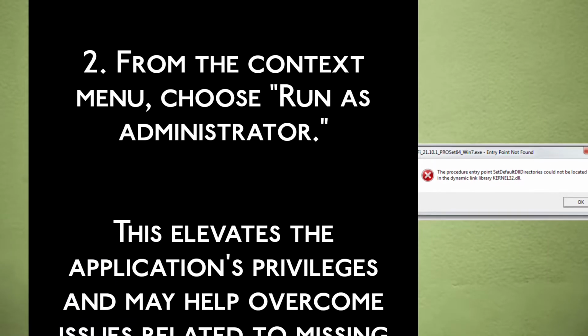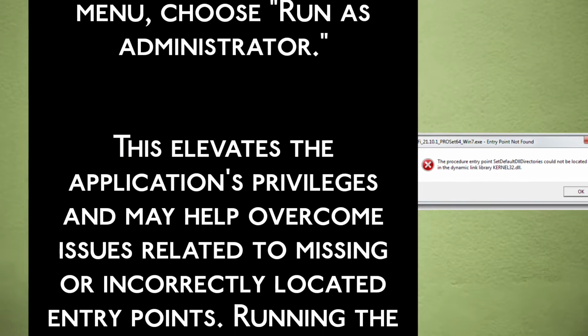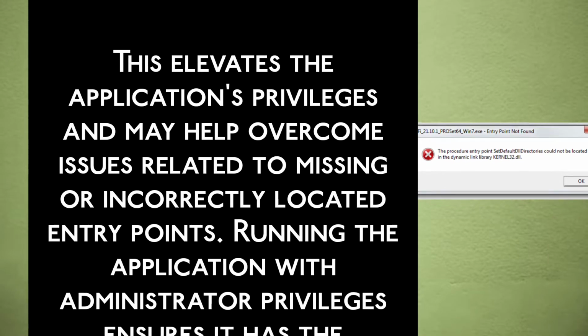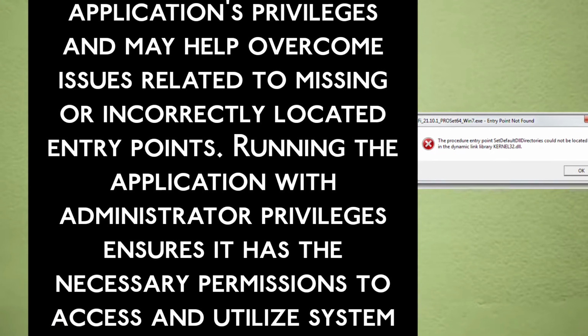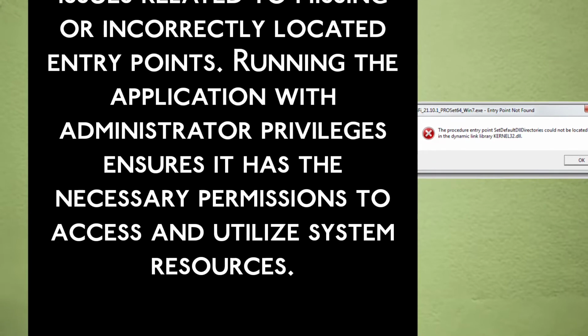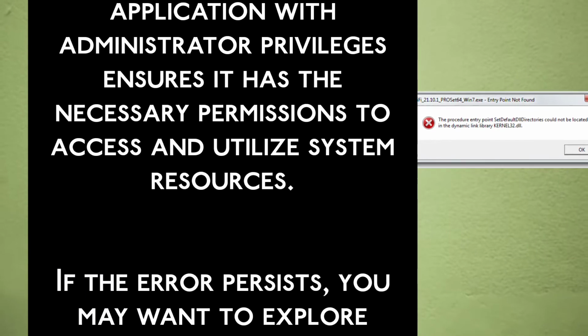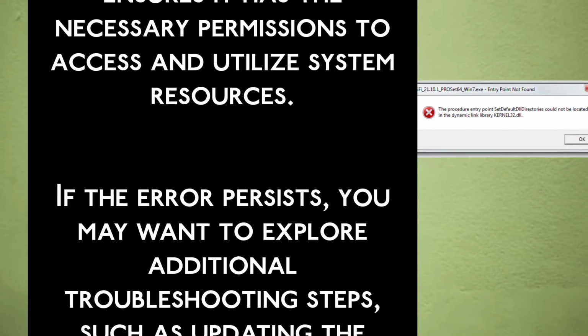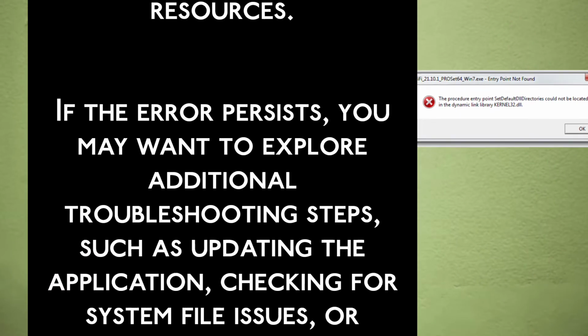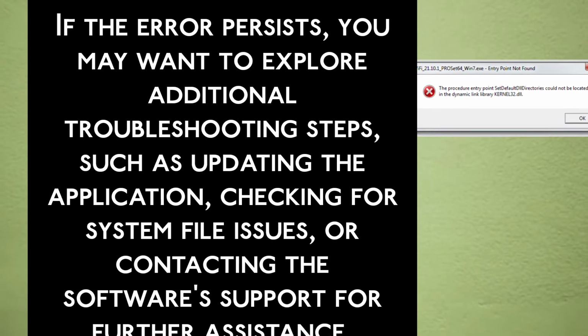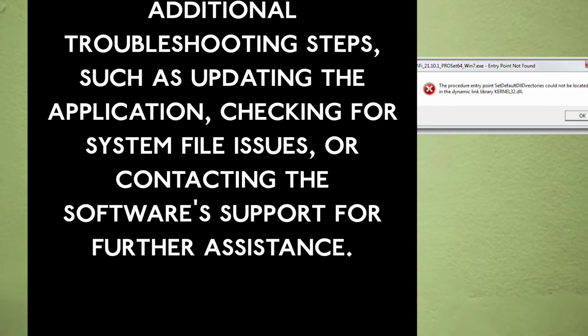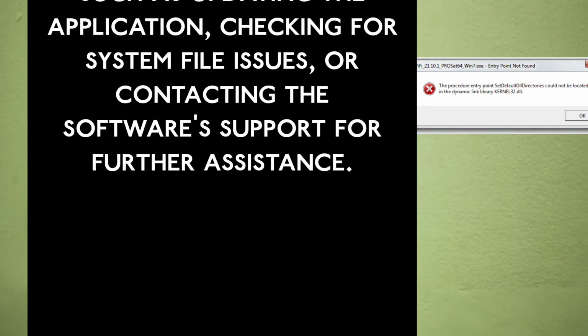This elevates the application's privileges and may help overcome issues related to missing or incorrectly located entry points. Running the application with administrator privileges ensures it has the necessary permissions to access and utilize system resources. If the error persists, you may want to explore additional troubleshooting steps, such as updating the application, checking for system file issues, or contacting the software support for further assistance.